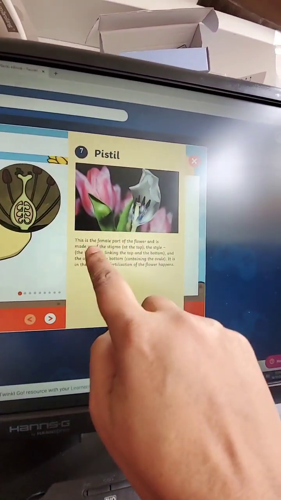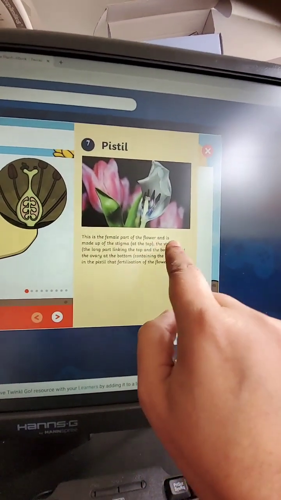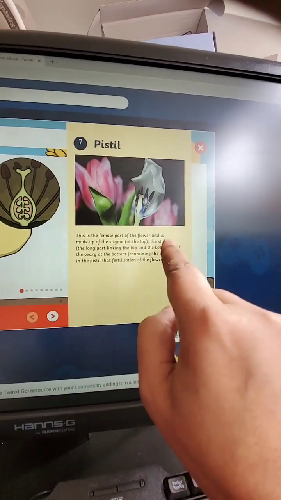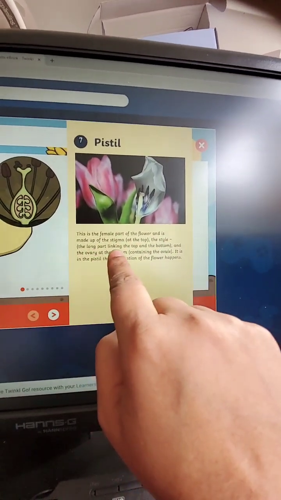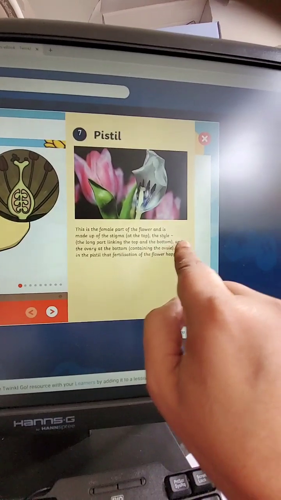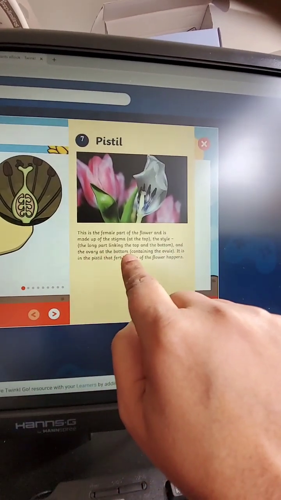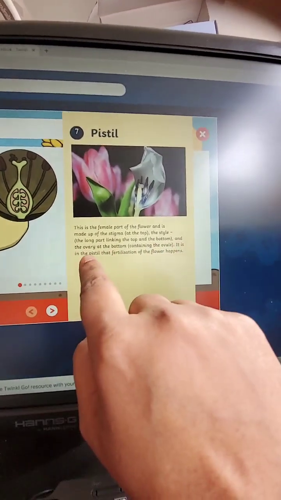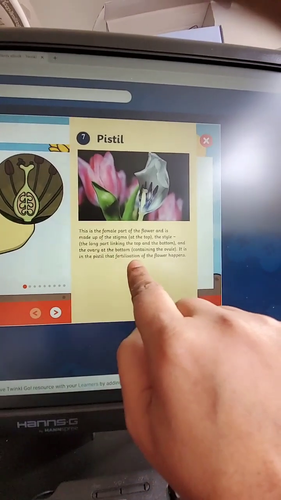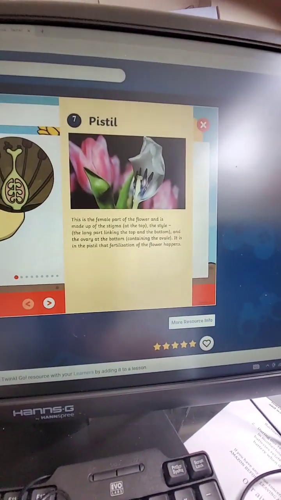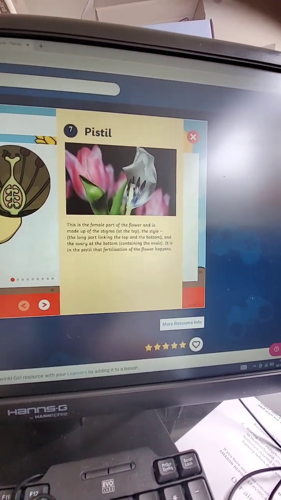Now pistil. The female part of the flower is made up of the stigma at the top and the style, that is the long part linking the top and the bottom, and the ovary at the bottom containing the ovule. It is in the pistil that fertilization of the flower happens.